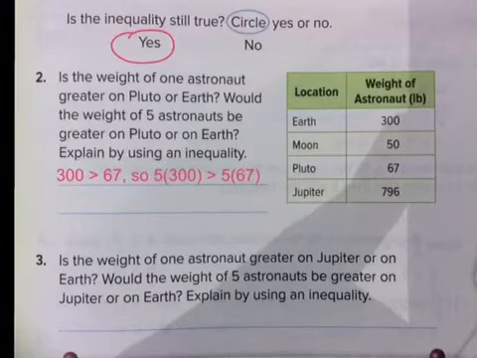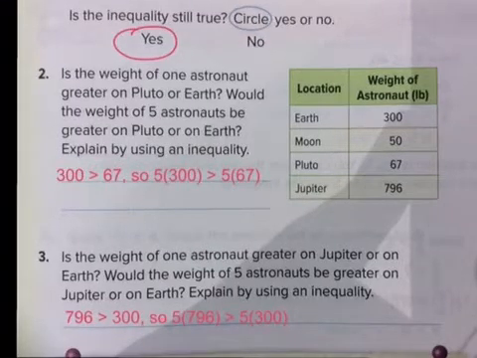Question 3. Is the weight of one astronaut greater on Jupiter or on Earth? Well, let's see. On Jupiter, 796 compared to Earth. So Earth is less than Jupiter. Would the weight of 5 astronauts be greater on Jupiter or on Earth? Explain by using inequality. Same idea. We know that Jupiter, 796 pounds, is greater than Earth, 300 pounds. So 5 times the weight on Jupiter is still greater than 5 times the weight on Earth. Notice that whatever we do to one side of the inequality, we must do to the other side, right?